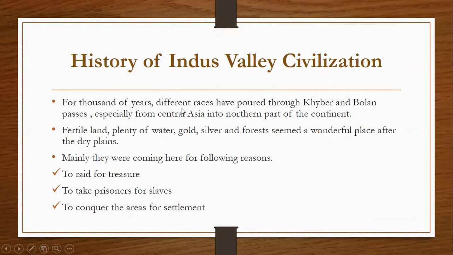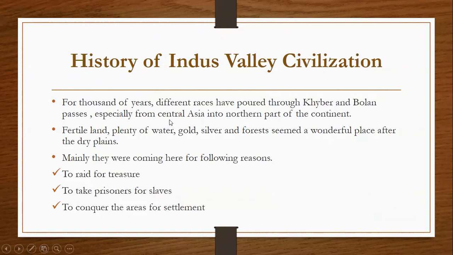For thousands of years, different races have poured through Khyber and Bolan passes, especially from Central Asia into the northern part of the continent. We have discussed in detail in chapter number 1 about Khyber and Bolan passes. We know that Pakistan is linked with Khyber and Bolan passes to Iran and Afghanistan. Means from this we know that these people came from the area of Iran and Afghanistan, which are dry areas. So these people came from Khyber and Bolan passes into the northern part of the continent.